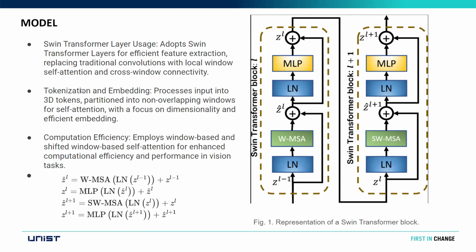First they tokenize and do embeddings. They process inputs into 3D tokens, partitioned into non-overlapping windows for self-attention, with a focus on dimensionality and efficient embedding. The reason is that, in order to calculate the embeddings, they divide the image into 4x4 patches.